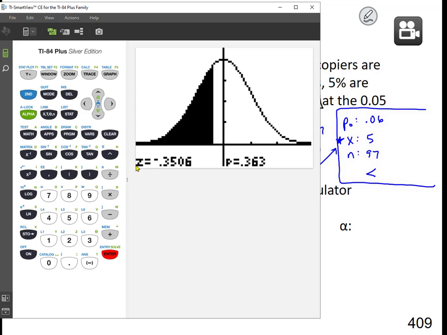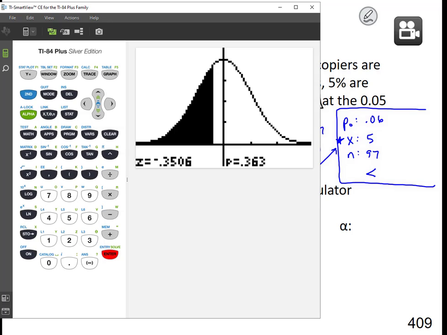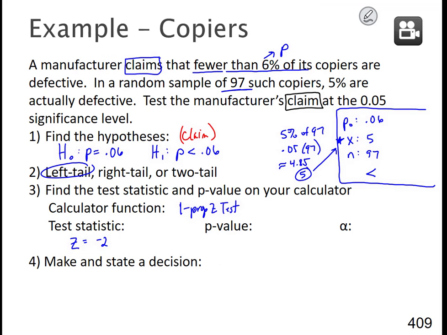Left tail is shaded in. There's our z-score. There's our p-value. Remember, the z-score is just another name for the test statistic. So the test statistic, z, is negative. What was it? Sorry. It is negative 0.35. I was looking at something else. Negative 0.35. Our p-value is 0.363, and our alpha back in the problem was 0.05 significance level.